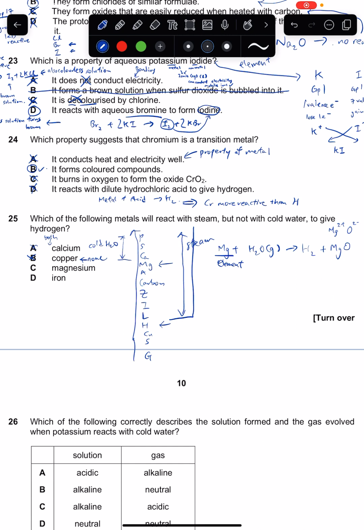So both will react with steam, but not with cold water. So you see, these two answers are technically both correct, but if I have to choose, I will choose iron, because iron is less reactive. Magnesium is very near calcium, right? So it can react a little bit. So it's a better answer.